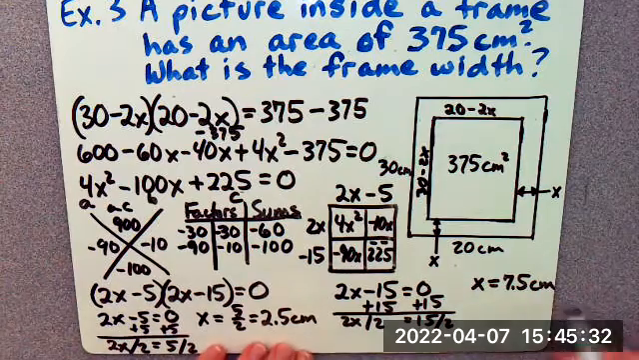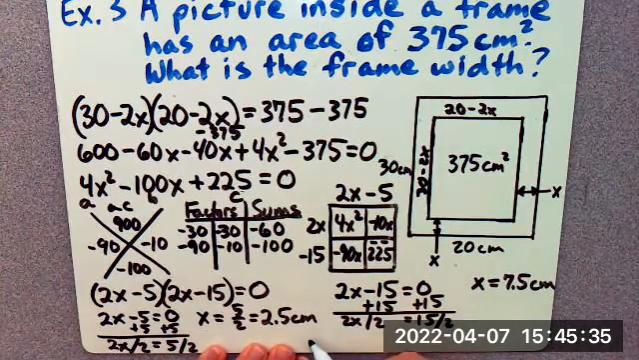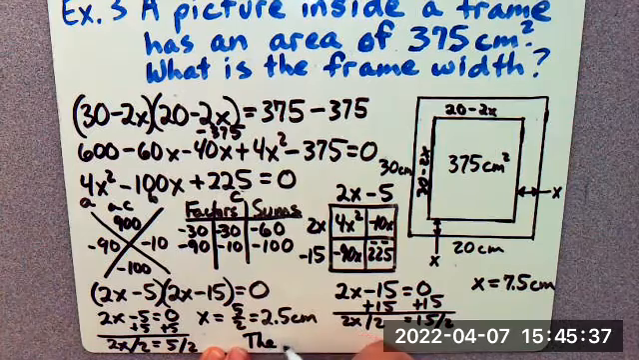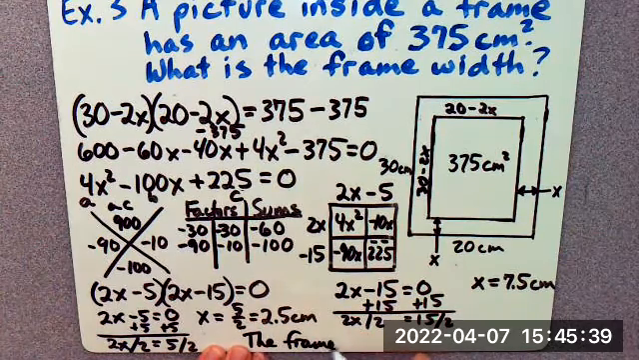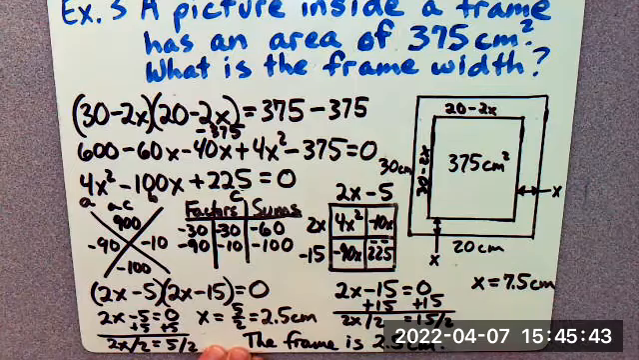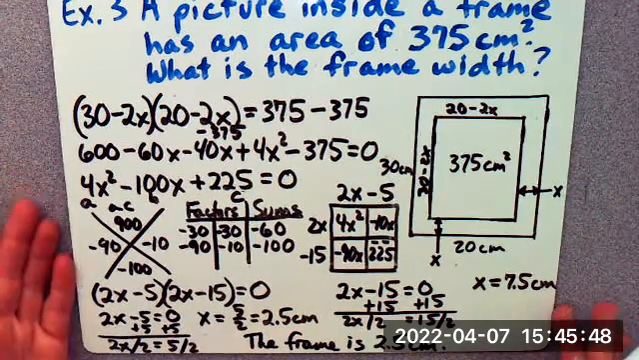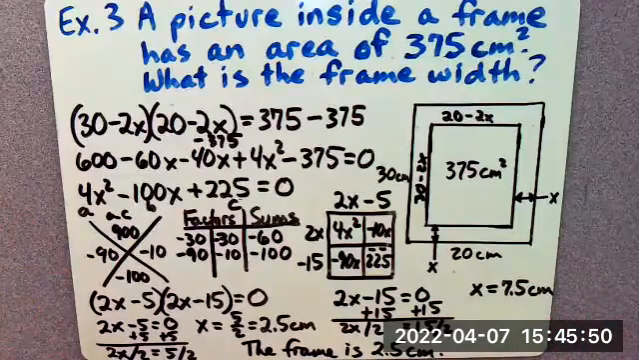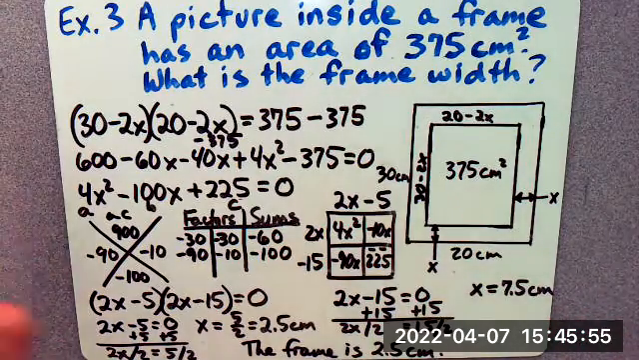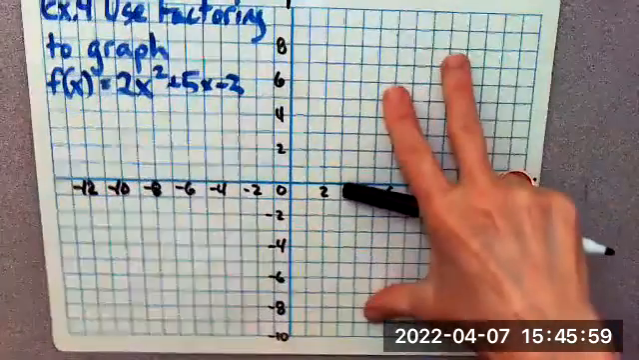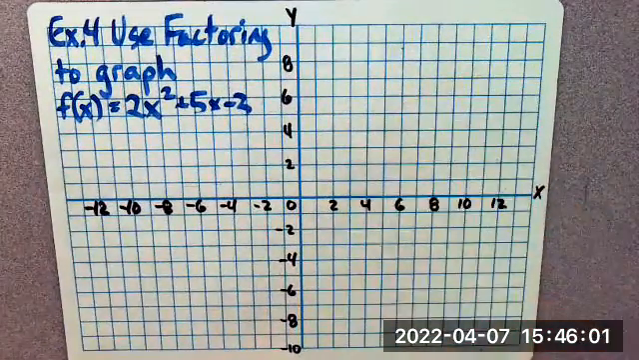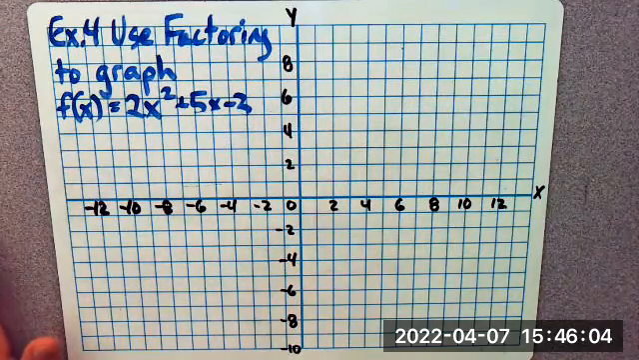All right, so I am going to say the answer is the frame is 2.5 centimeters. Okay, it could be 7.5 centimeters if you had a big wall and you wanted to expand the little picture to take more room. Okay, but realistically, it should be 2.5 centimeters. All right, so let's go ahead and take a look at this.